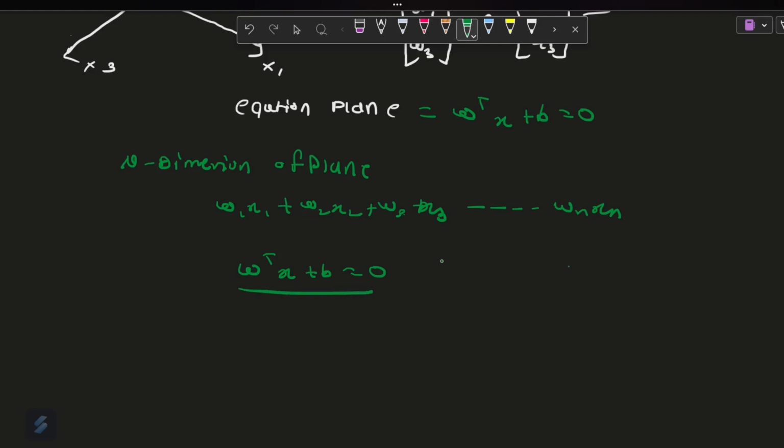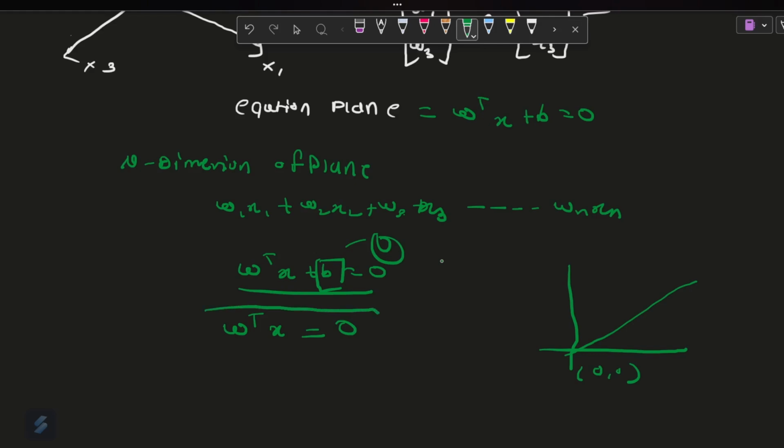And what happens when your plane is passing through the origin? Origin means 0, 0. In that particular case, the b value becomes 0, because this line passes through the origin. So the equation we can write is something like w transpose x is equal to 0. This is the equation of an n-dimensional hyperplane.